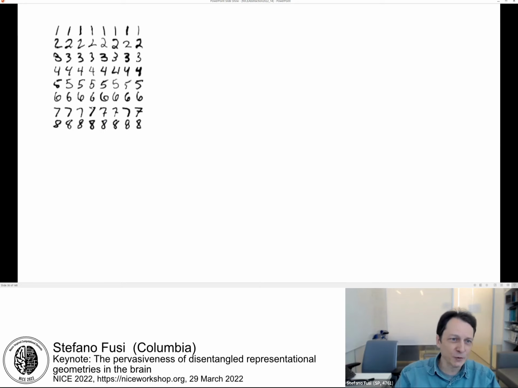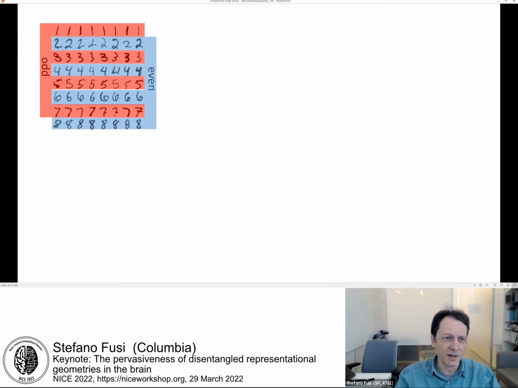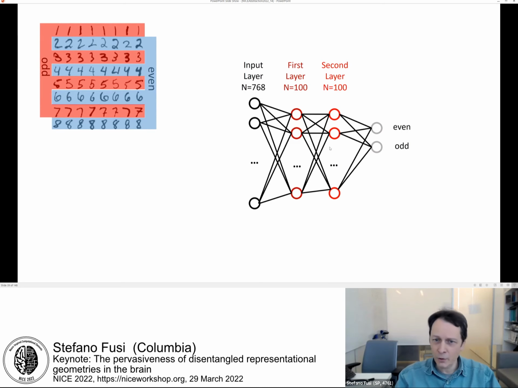And we are going back now to the MNIST digits, and I'm considering 8 digits. In this case, I'm going to consider, first of all, this dichotomy, which is, again, parity, odd versus even. And I'm going to test our metrics on a very simple artificial system. It's just a feed-forward network where I use as an input the representations of these digits. And then I have 2 intermediate layers.